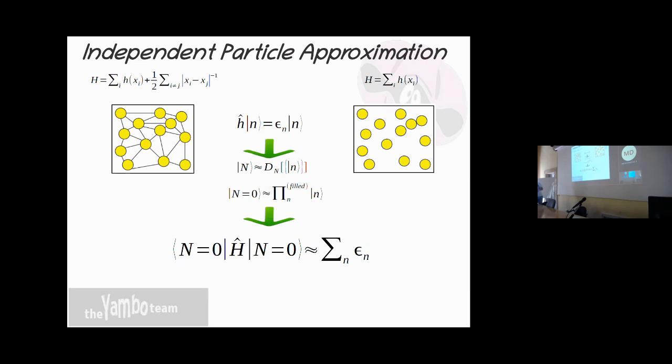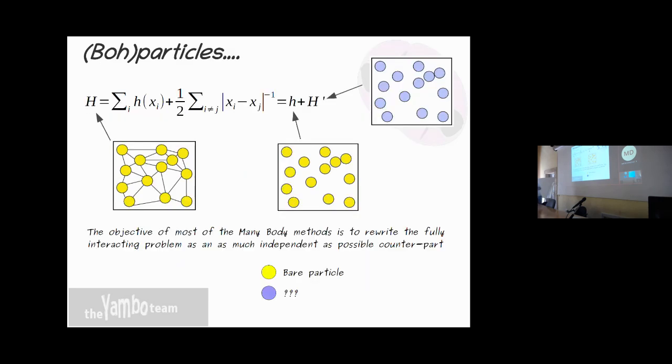Clearly, I would like to find something similar. And this is actually the Bohr particles, because let's imagine that somehow I can rewrite my full Hamiltonian as a bare Hamiltonian plus some interaction, in such a way that the whole thing is still single particle, but with single objects. Those violet particles are not bare particles, they are something else, defined in such a way to be weakly interacting. So this is the goal, right? If you manage to reach this goal, then you have a super powerful tool.